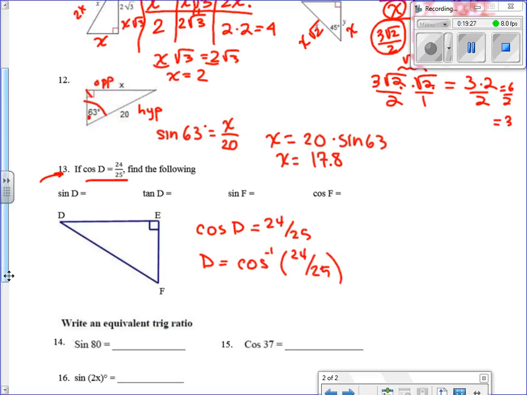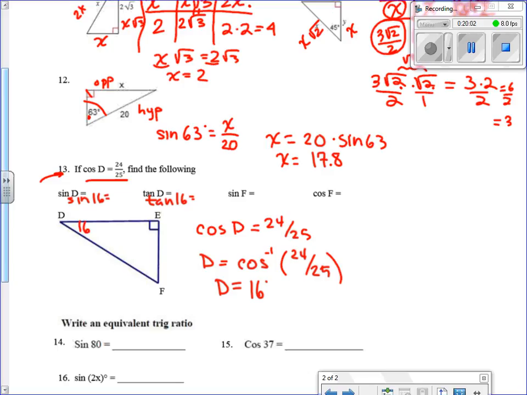So I pick up my calculator, I go second cosine, I type in 24 divided by 25, and I get 16.26, which is going to round to 16 degrees. And so now I can come back here and find the sine of 16. I can find the tangent of 16. I can find, oh, the sine of f. Well, wait a minute, where did f come from?